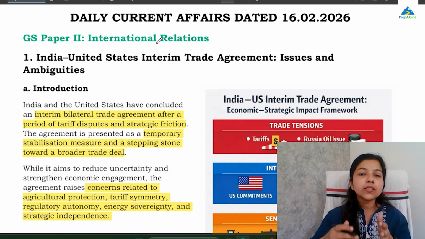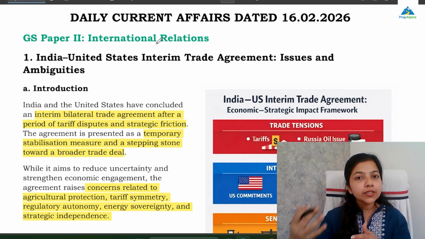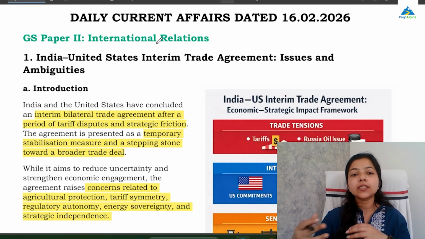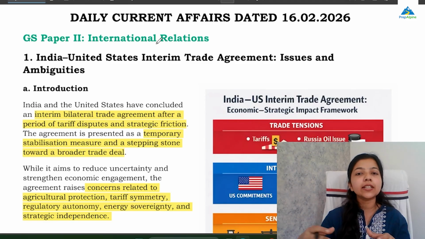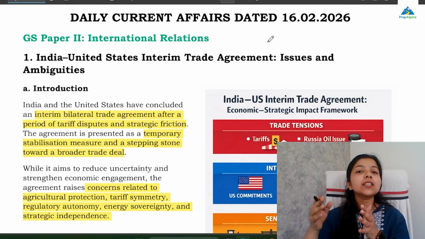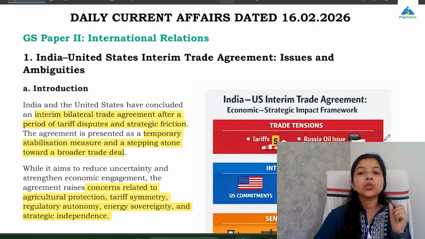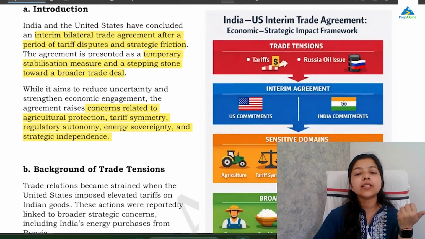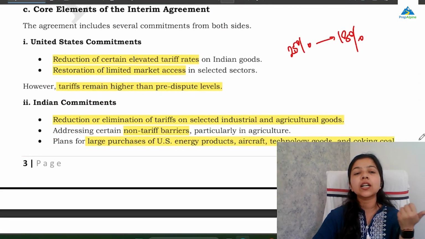It is also a step towards a broader trade agreement that can be signed in the future, a broader trade deal, and it is a stepping stone towards that. But still, there are several concerns that we have to look into. So, first, let us understand the basics of this trade agreement.